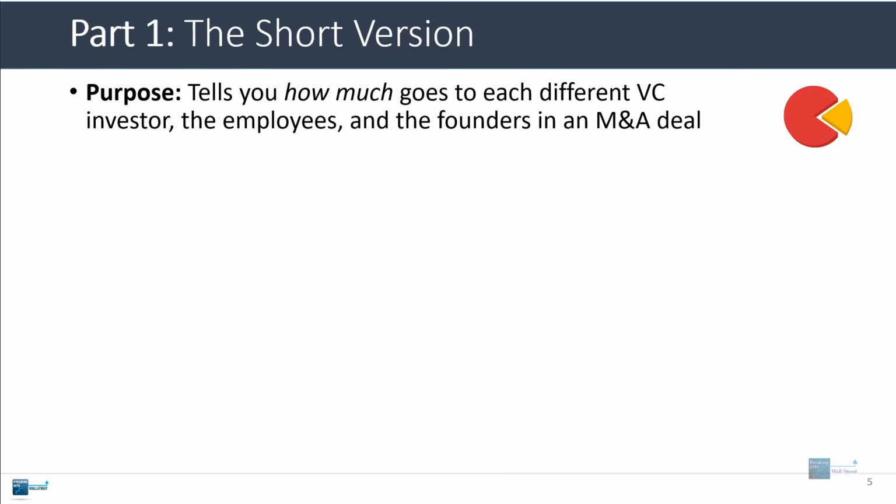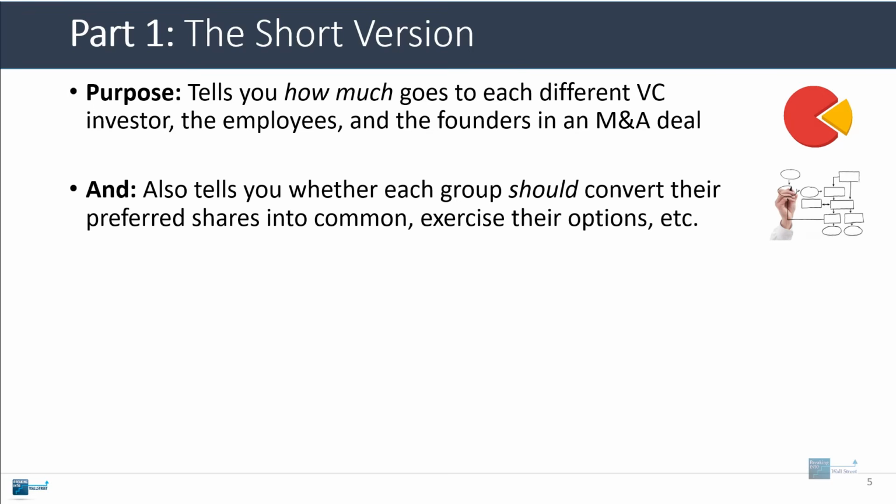This schedule tells you how much goes to each different VC investor group, the employees, and the founders in an M&A deal. It also tells you whether each group should convert their preferred shares into common, exercise their options, and so on. And a lot of this depends on what other groups are doing in the deal, which makes it tricky. So it's not quite as simple as just saying that one group can act independently, because what the VC investors do could potentially affect what the employees do with exercising or not exercising their options.